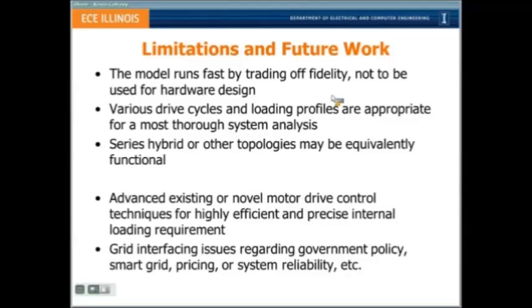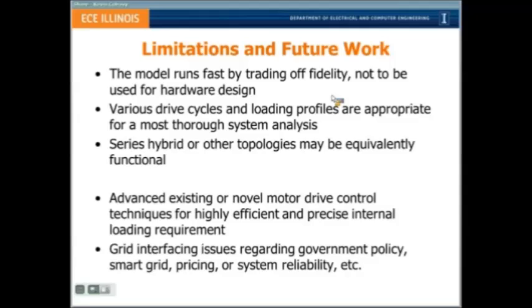Also, the truck can run not like that drive cycle, but just run on a highway without any stops, so the results may be different too. And we use only parallel hybrid topologies here, so there may be some other topologies that work better. Possible future work: maybe advanced motor drive control techniques for higher efficiency.